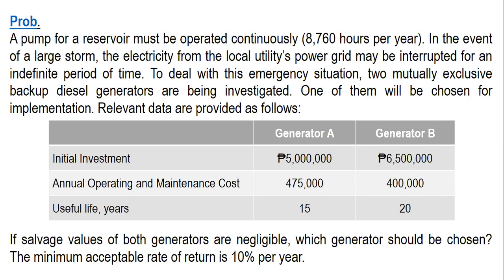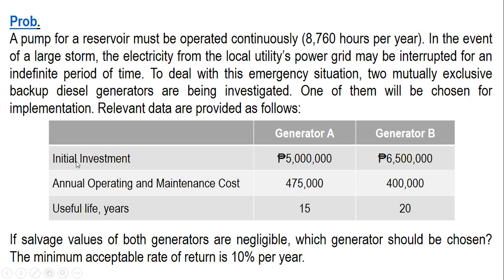In the event of a large storm, the electricity from the local utility's power grid may be interrupted for an indefinite period of time. To deal with this emergency situation, two mutually exclusive backup diesel generators are being investigated. One of them will be chosen for implementation. Relevant data are provided as follows.